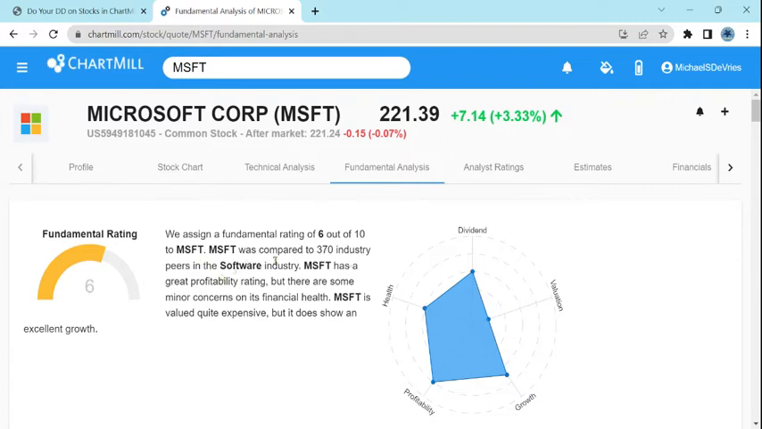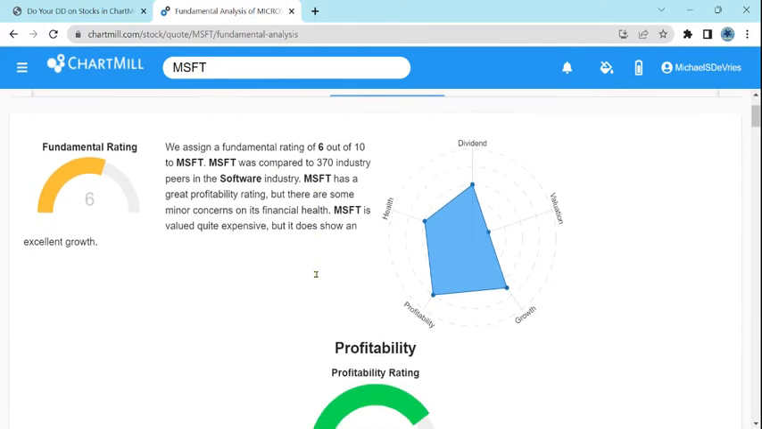We see, again, more detail about why it's getting that rating. It has a great profitability rating, some minor concerns about financial health, and is valued quite expensive. It's shown excellent growth. And then we see this nice chart where we can see the individual scores in detail. So we see it's got a dividend ranking of 6, a health rating of 6 out of 10, a profitability rating of 8 out of 10, a growth rating of 7 out of 10, but only a valuation of 2. So we can see the strengths and weaknesses of any company very quickly in terms of a fundamental rating on this Fundamental Analysis tab in ChartMill.